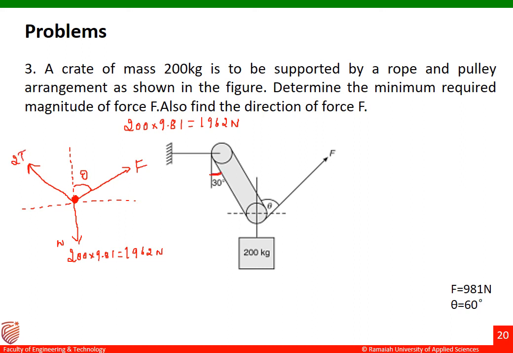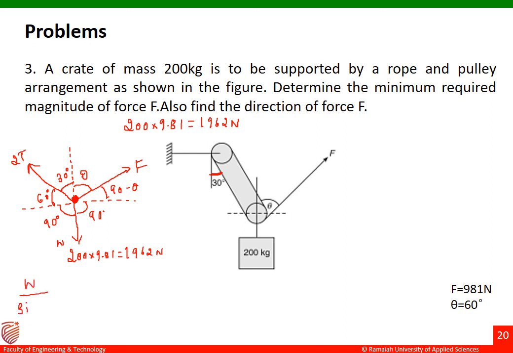If this angle is 30 degrees, this angle will be equal to 30 degrees. If this is 30, this will be 60 degrees there. And then this angle will be 90 degrees there. So this angle will be 90 minus theta, and this angle will be 90 degrees there. Let me write the Lami's statement there.